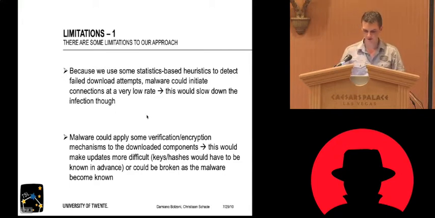And secondly, the malware could initiate the connections at a very low rate, like every 30 minutes doing one connection request. Then we're probably going to let it pass as well. What the malware could also do is apply some verification, because it's going to download something, so it knows what it should expect. If it does some verification and sees that this is not what it's expecting to download, it's not going to execute it, then we're not going to do our analysis, but we still stop the infection.